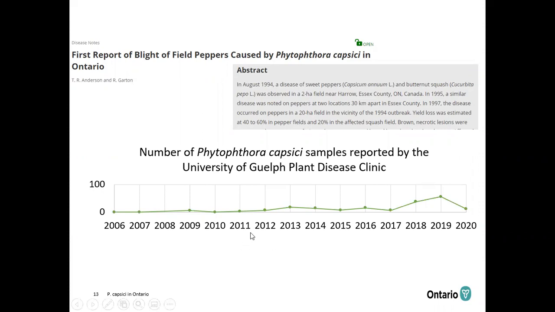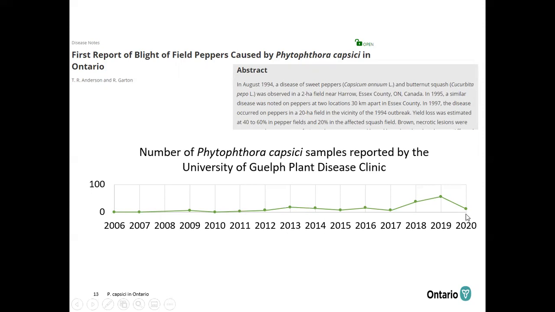So you can see over the course of time, it's gone from a very limited number of submissions into the pest diagnostic clinic to starting to see more activity. 2013 was probably our very first big Phytophthora year, and that number looks low, but we saw a lot of Phytophthora in the field that year. A lot of cucumber growers were heavily hit by it.